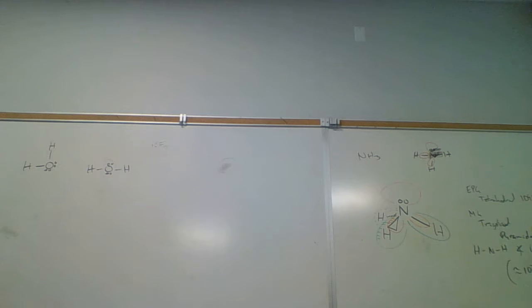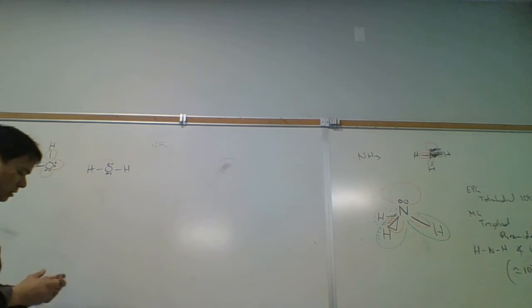So what we're going to do is try to draw its 3-dimensional shape. When we do that, we've got to count how many groups of electrons. So we've got a single bond group, another single bond group, a lone pair group, and a lone pair group. How many groups is that? That's 4 groups. So the electron pair geometry is going to be tetrahedral.